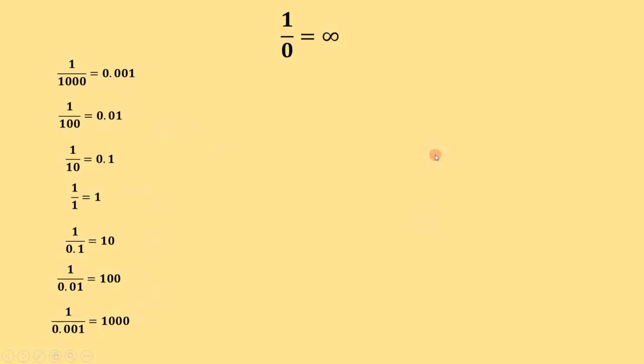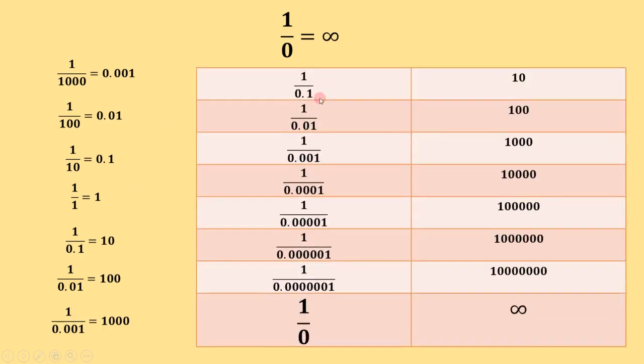So let's represent this in a tabular form. So 1 over 0.1 is equal to 10 as we have calculated. 1 over 0.01 is equal to 100. Same, 1 over 0.001 will be equal to 1000. 1 over 0.0001 will be equal to 10,000. 1 over 0.00001 will be equal to 100,000. 1 over 0.000001 will be equal to 1 million. 1 over 0.0000001 will be equal to 10 million.